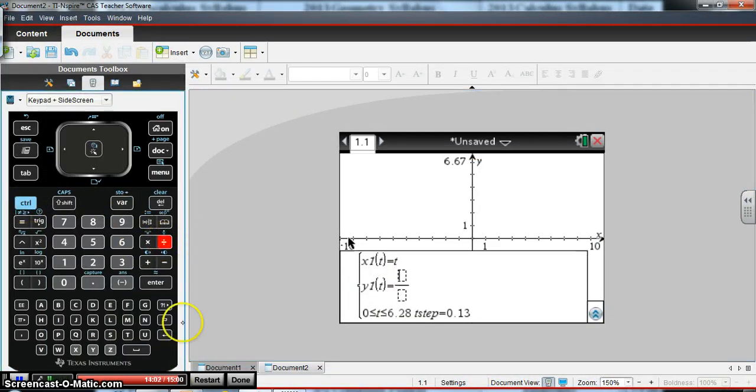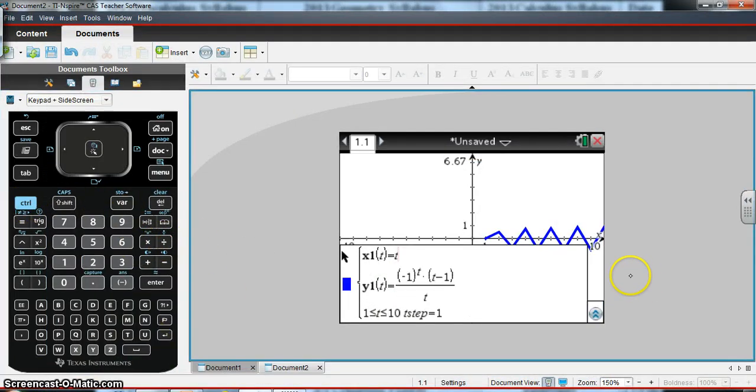Alright, ladies and gentlemen, sorry about that. I had a bit of an interruption. I want you to see what I typed in here under parametrics. For the X, I did T. For the Y, I did -1 to the T times T minus 1 all over T. And I did change down here. I changed the T to go from 1 to 10. If you use 0, it won't work because the 0 would cause a domain problem here. And you do need to change the T-step. I changed the T-step to 1.